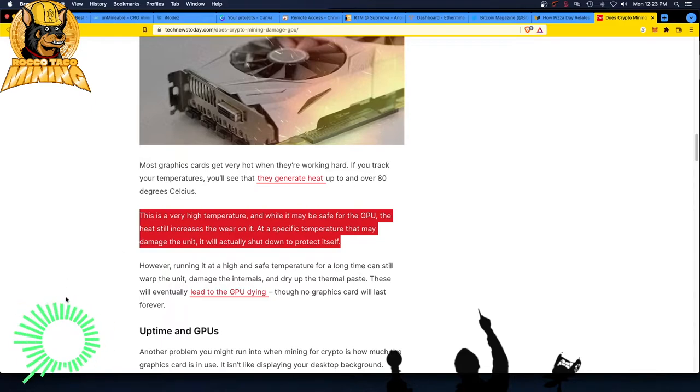Running it at a high and safe temperature for a long time can still warp the unit, damage the internals, and dry up the thermal paste. True. These will eventually lead to the GPU dying. No graphics card will last forever.